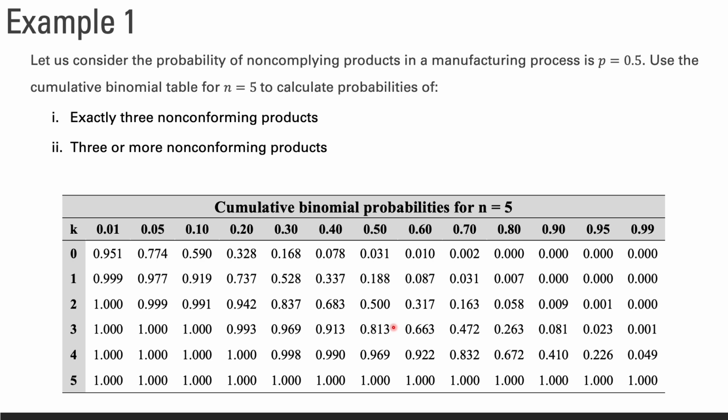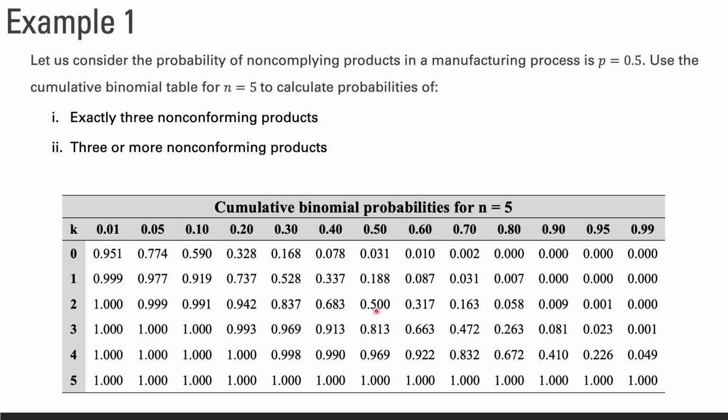Then how can we find the probability of exactly 3 non-conforming products? Okay, this is very easy. Because this one includes all the probabilities of finding 3 or less than 3 non-conforming products, we simply subtract these values, or just this value, from this, and we find the probability of finding exactly 3 non-conforming products. Okay, do you understand?